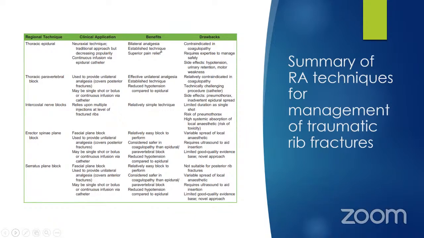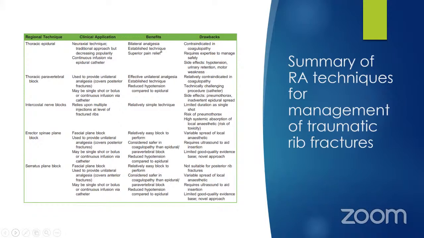Mainly, it covers the posterior rib fractures. It can be a single shot, bolus, or continuous infusion via the catheter. It has some benefits: it provides unilateral analgesia. It is an established technique, and it has reduced hypotension when compared to the thoracic epidural. It has some drawbacks: it is relatively contraindicated in coagulopathy. It is a technically challenging procedure because of catheter insertion, and it has some side effects like pneumothorax and inadvertent epidural spread.